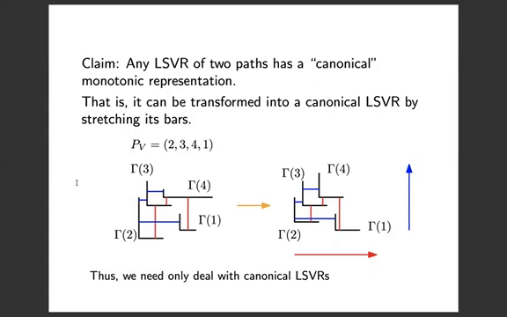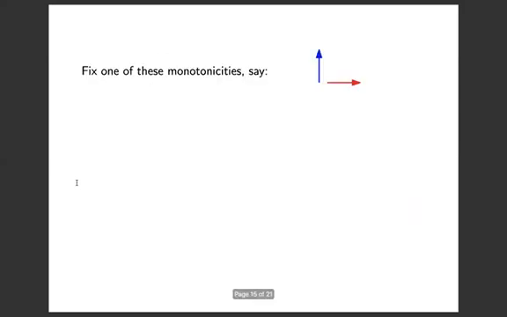And so this result is nice. It allows us to deal with only these quote unquote canonical LSVRs, where canonical here just means that both the underlying BVRs are monotonic. Okay, so now we're just going to focus on these four monotonicities, and we're just going to fix one of them because the results are symmetric.